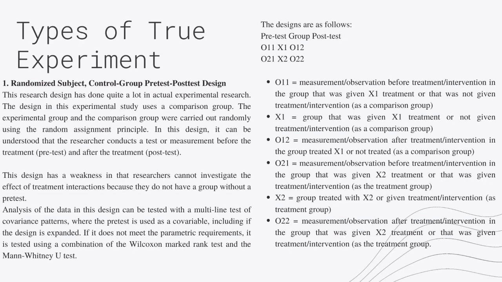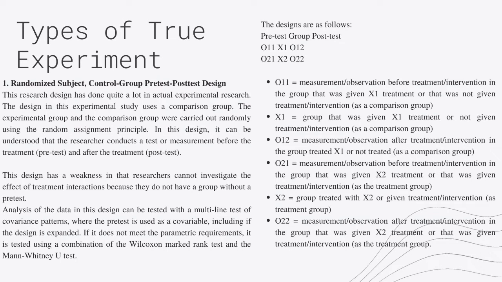Now, the randomized subject, control group, pre-test, post-test design. This design in this experimental study uses a comparison group. In this design, it can be understood that the researcher conducted a test or measurement before the treatment, pre-test, and after the treatment, post-test. This design has a weakness though, in that researchers can't investigate the effects of treatment interaction because they do not have a group without a pre-test. Analysis of the data in this design can be tested with a multi-line test of covariance patterns, where the pre-test is used as a variable, including if the design is expanded.